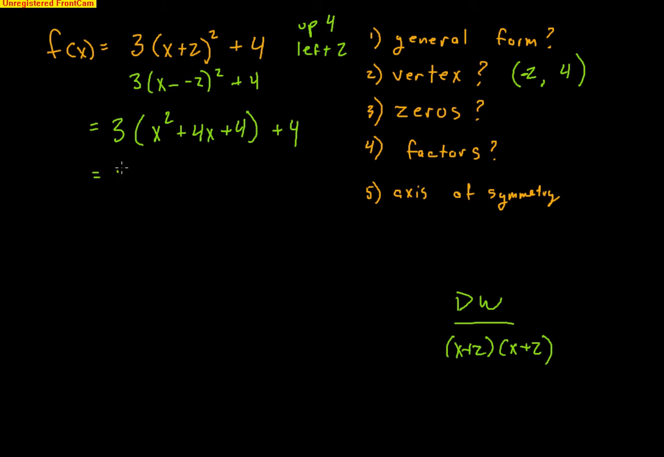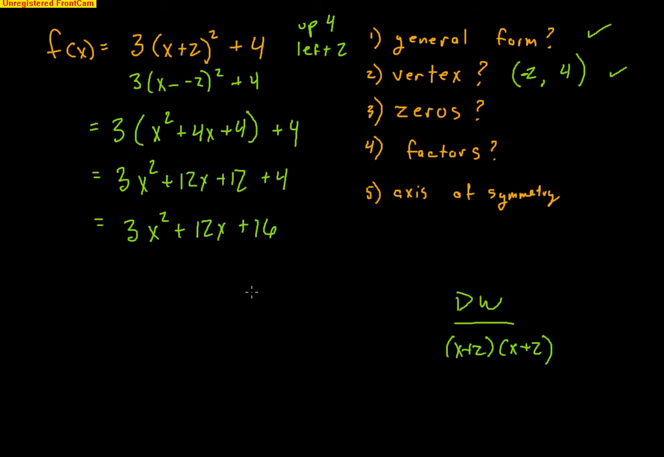Now I'm going to distribute that 3. I get 3x squared plus 12x plus 12. Don't forget about that addition of 4 in the end there. So I get my general form of 3x squared plus 12x plus 16. Now the issue with this form is that you can't look at it and automatically know what the vertex is. For the standard form, you can. So we can convert to general form pretty easy. We can get the vertex pretty easy.